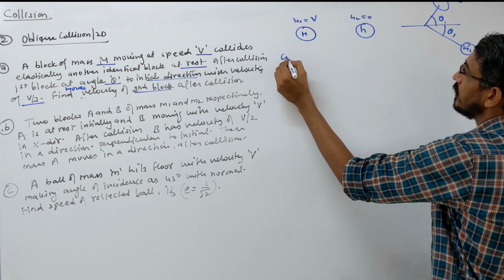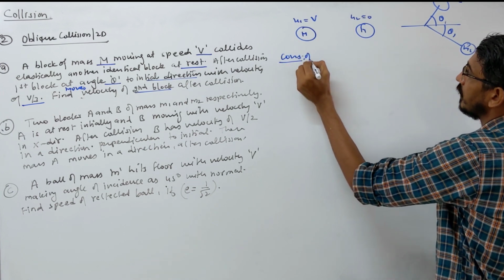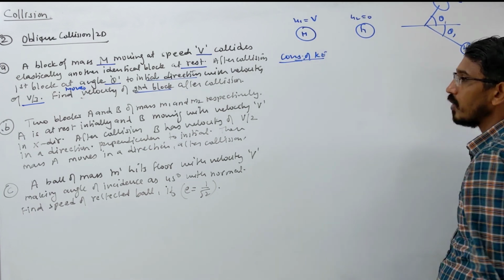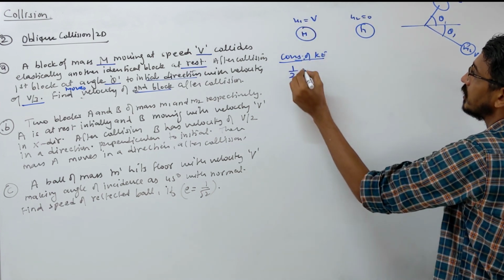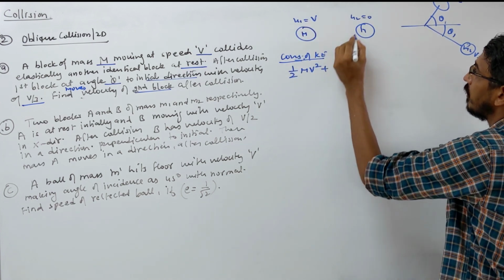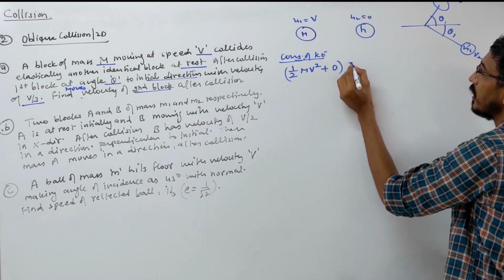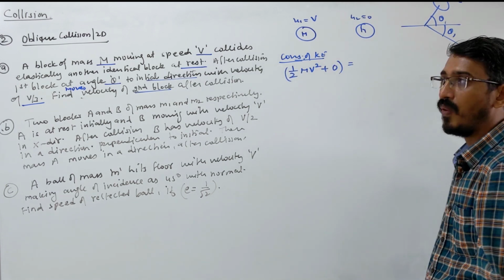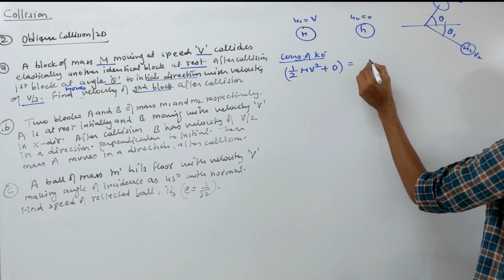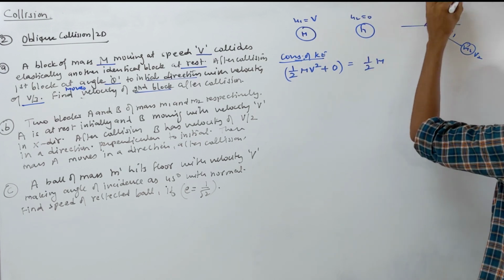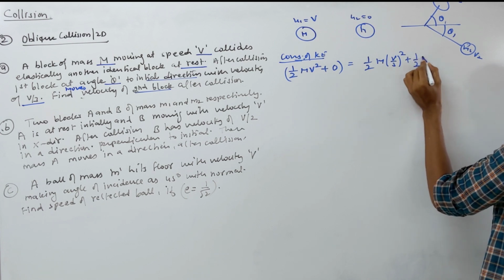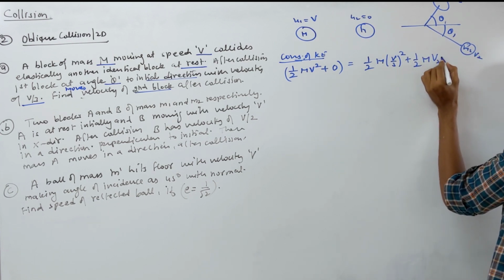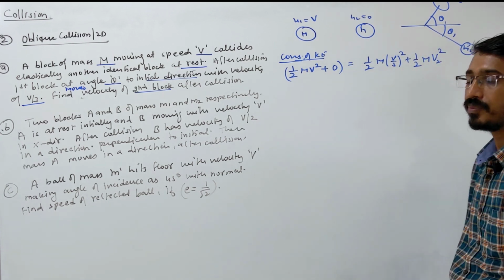So, conservation of kinetic energy only, we will write. Let's write the initial kinetic energy: half m v square, where half is the mass of this block m and velocity is v, plus this block, whose velocity is 0. This is the initial kinetic energy. Final kinetic energy of that body: half mass m and velocity v by 3 squared, plus half mass and velocity of this ball, which we don't know and have to calculate.